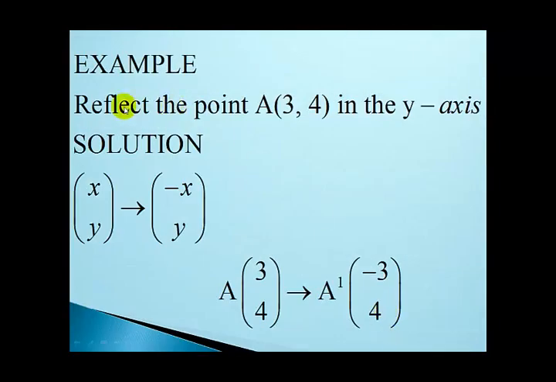Example. Reflect the point A(3, 4) in the y-axis. From the rule, (x, y) maps to (minus x, y). That is, you negate the x-coordinate of the point, but the y-coordinate remains the same. So given the point A(3, 4), this maps to A prime, the image. We negate the x-coordinate, that is 3, and the 4 remains the same. So we have (minus 3, 4).